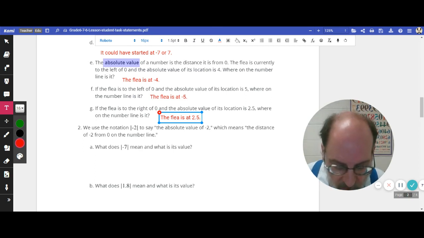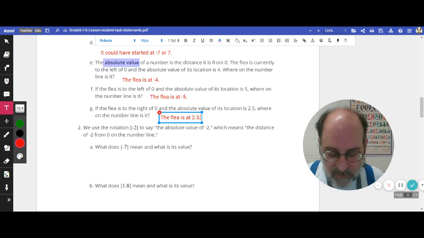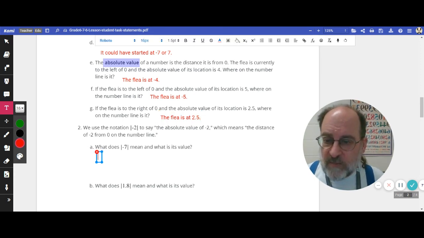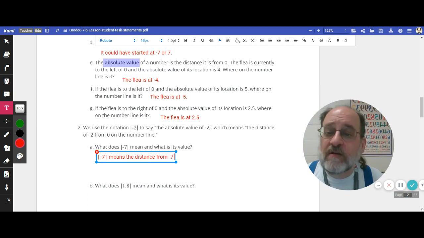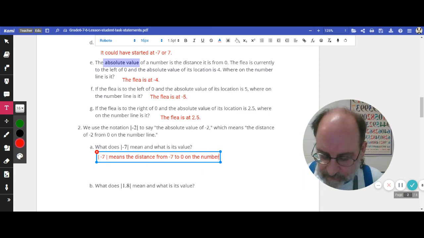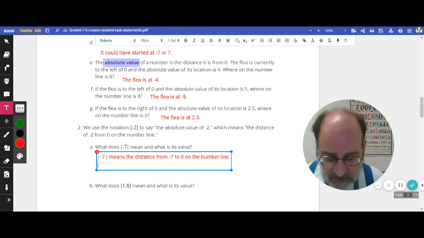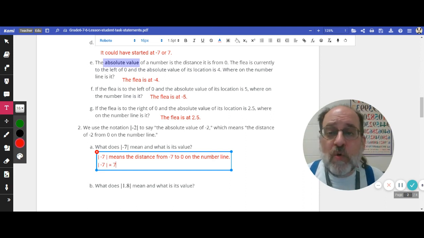By the way, if you want to type this, you can type this using shift and the slash key. So let's talk about what these things mean. The absolute value of negative 7 means the distance from negative 7 to 0 on the number line. And if I want to say what that is, that's equal to 7.